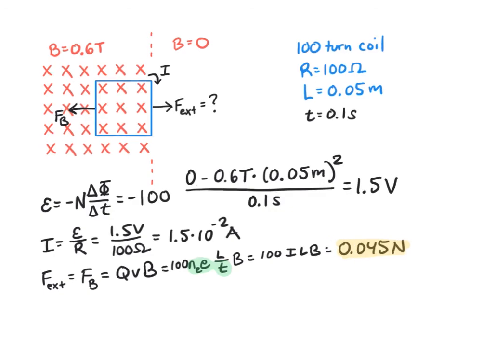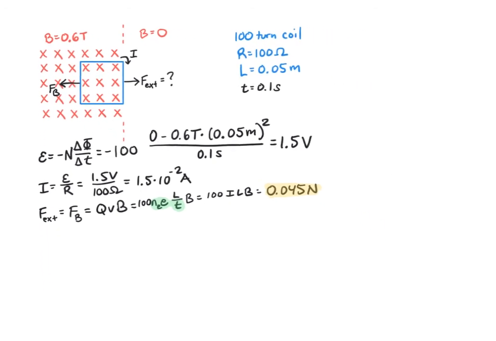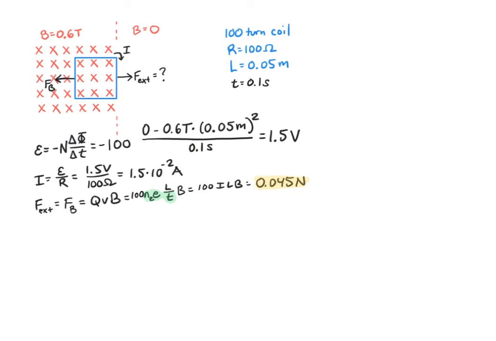An alternative way of solving this is in terms of energy instead. We can say that the energy used to maintain this current for 0.1 seconds is equal to the power required to maintain it times how long we maintained it. And the electrical power can be expressed as I squared times R. And we know I, we know R, and we know t. And so the total energy required was 2.25 times 10 to the minus 3 joules.